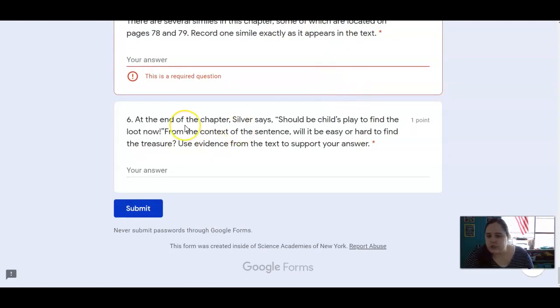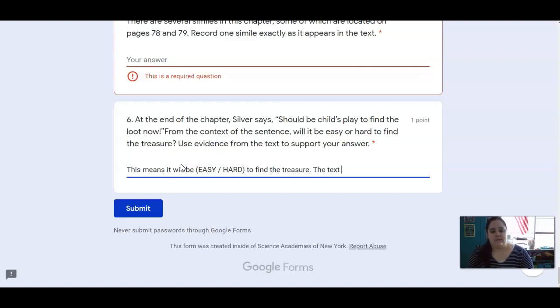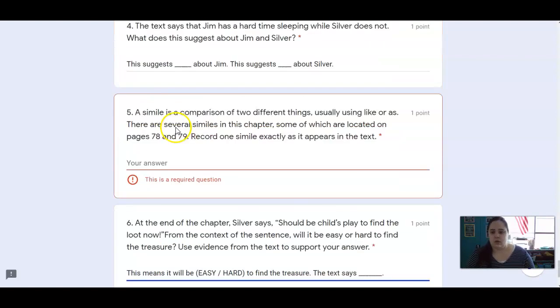And your last reading question is number 6. At the end of the chapter, Silver says, "Should be child's play to find the loot now." From the context of the sentence, will it be easy or hard to find the treasure? Use evidence from the text to support your answer. So we're going to say this means it will be easy or hard to find the treasure, and then tell me what happens in the text that supports it. The text says this. All right, that is it for reading.